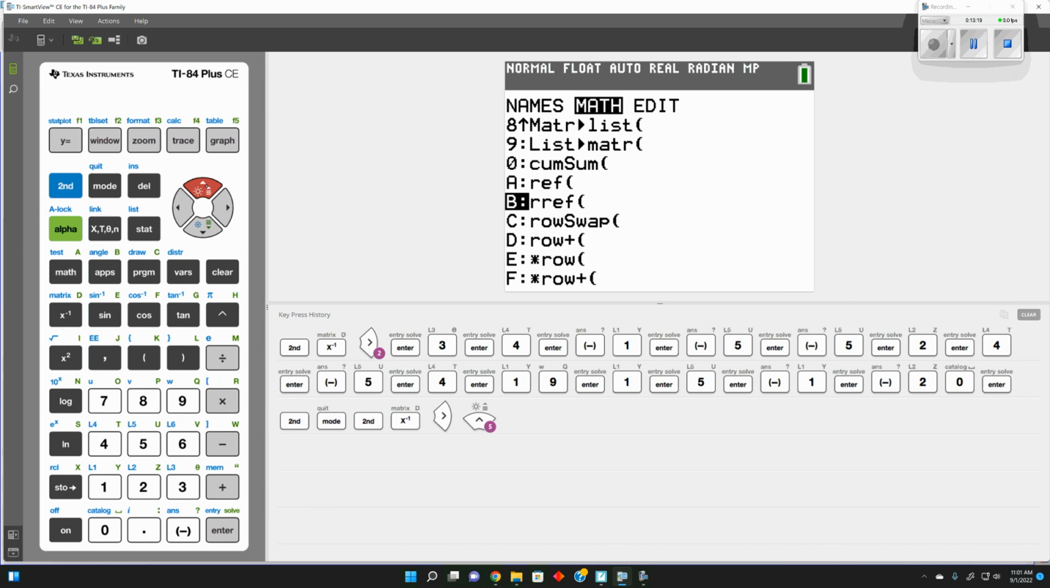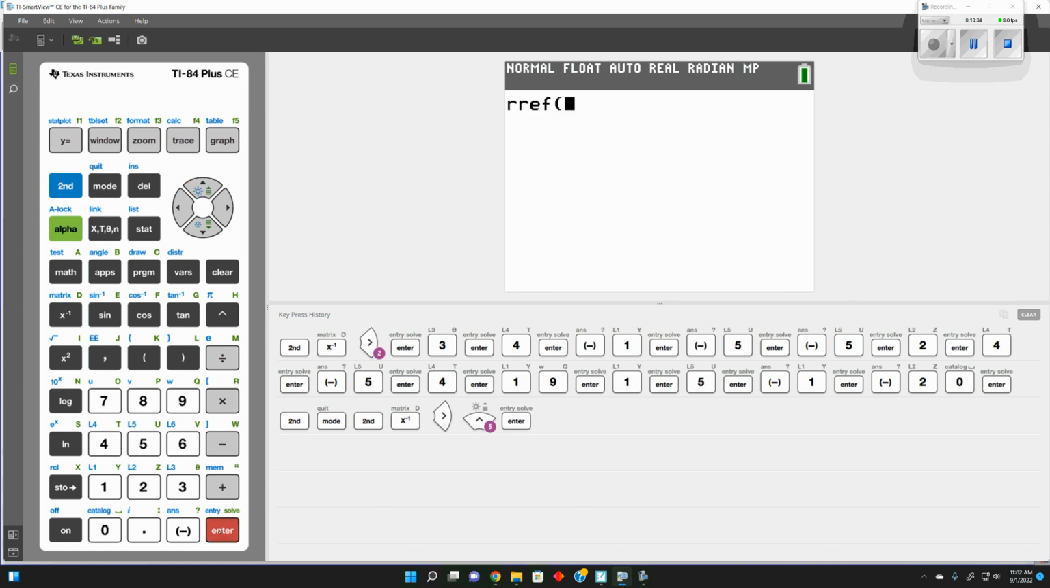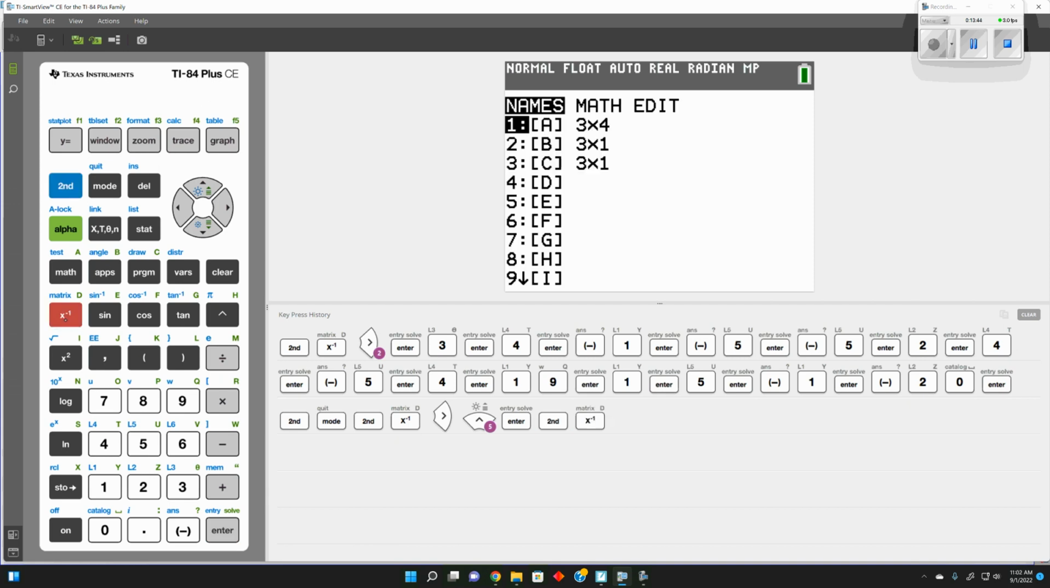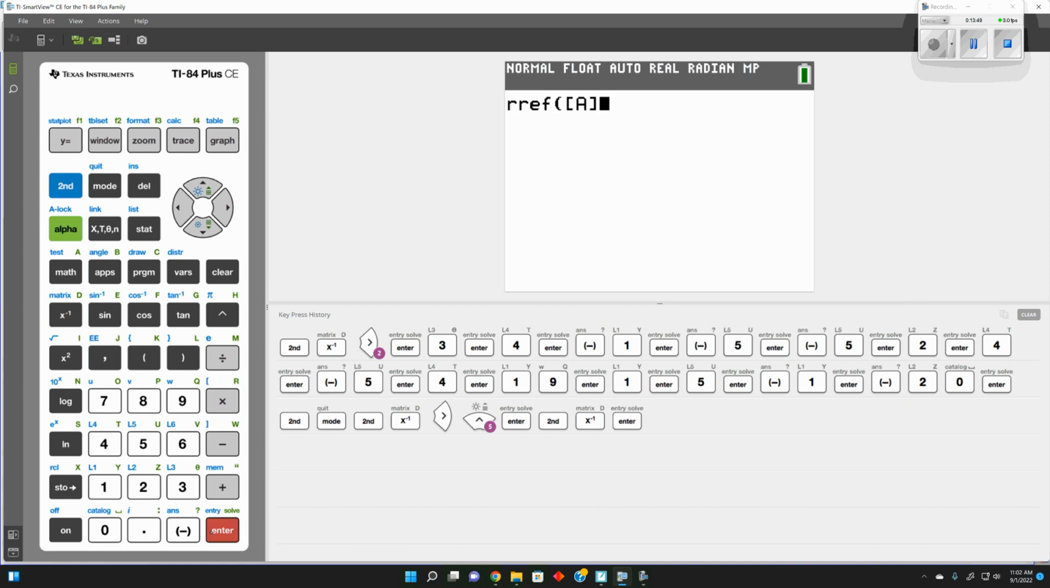RREF. You do not want REF, row echelon form. We want reduced form. Reduced form will give you the answer. REF will give you a form that you actually have to edit further to get to the answer. Now, once we find RREF, we're going to hit enter. Now we need to call up the matrix that we put this in. So lastly, we would go second matrix. Now we put it in A, the first one. So we can just hit enter and enter one more time. And there's the answer, -2, -3, 3.